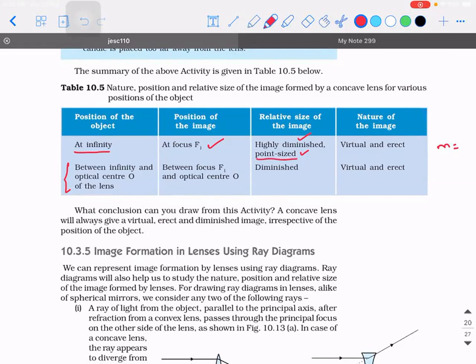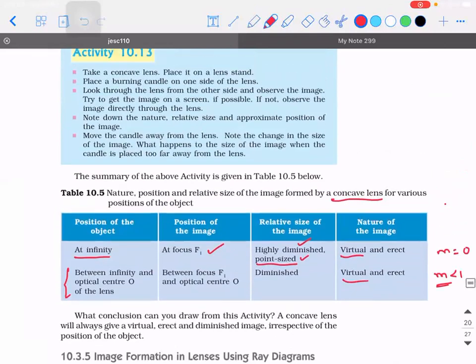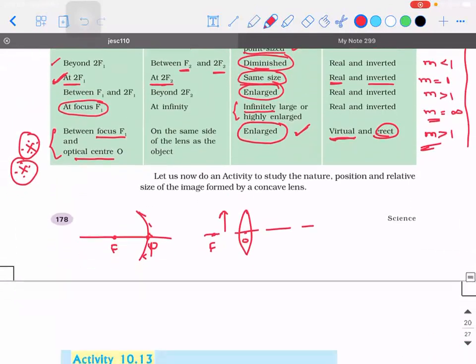I told you already, point size. Point size means what is the size of it? Zero. See, highly diminished or point size. Point means it doesn't have any size, right? Its radius is 0. Remember it like that. So magnification is 0. When I say diminished, m is less than 1. An important point to be noted here is that a concave lens will always form a virtual and an erect image. So virtual images are always erect, real images are always inverted.